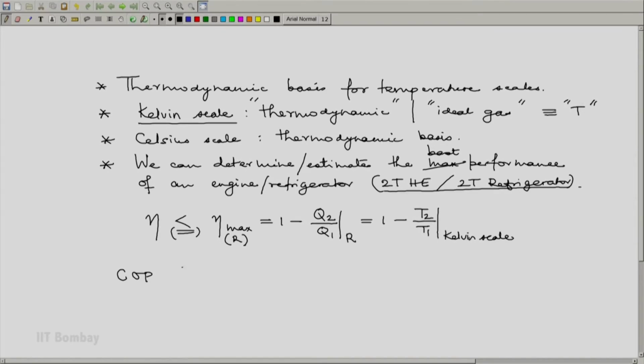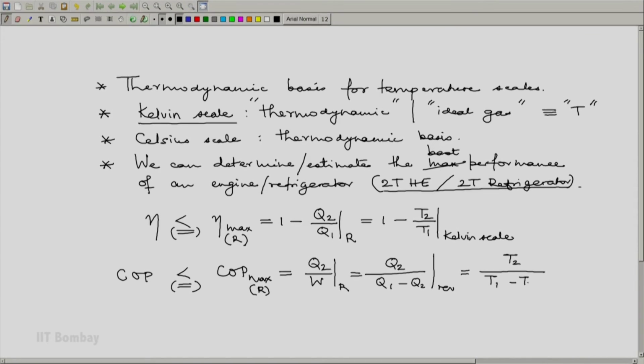Similarly, the coefficient of performance of any refrigerator based on the 2T refrigerator is going to be less than or, in the thermodynamic limit, equal to the COP maximum provided thermodynamically, which is based on a reversible refrigerator, which will be Q2 by W for a reversible machine, which is Q2 divided by Q1 minus Q2 for a reversible machine, which will be now T2 divided by T1 minus T2 on a Kelvin scale.